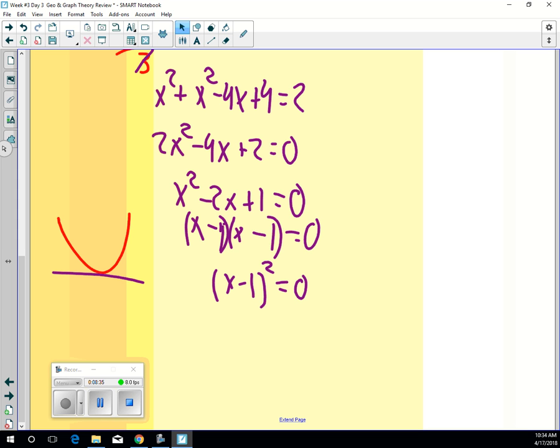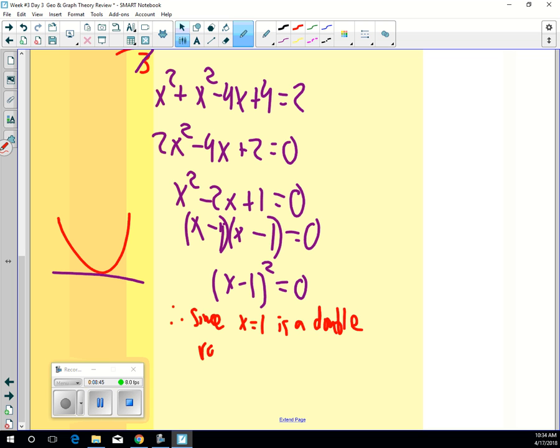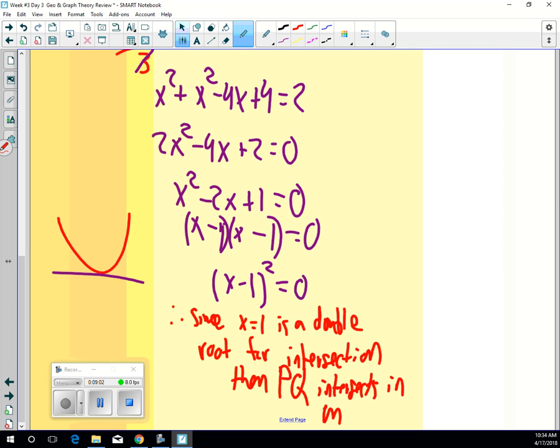So you would say, therefore, since x equals 1 is a double root for intersection, then PQ intersects in one place. Point on ellipse. I love how this one leads to the next one.